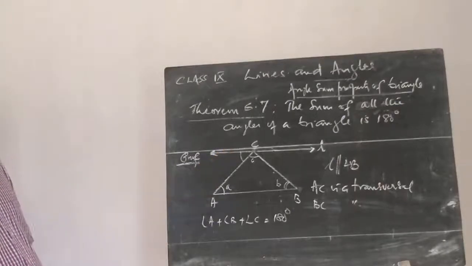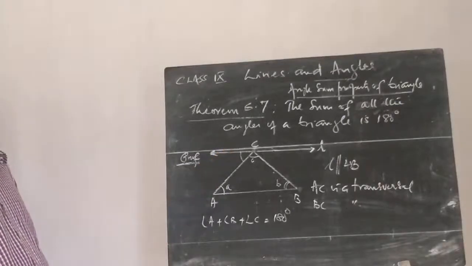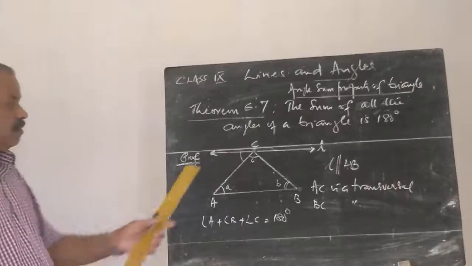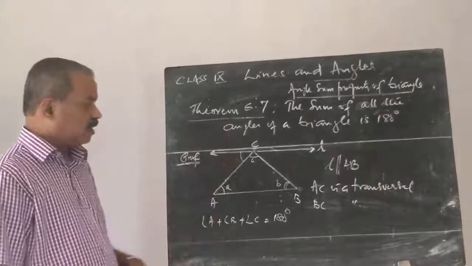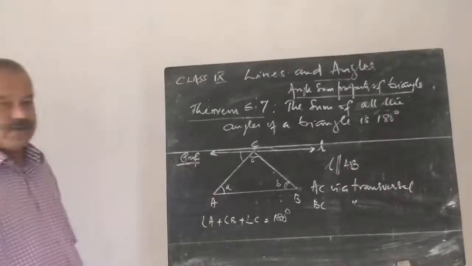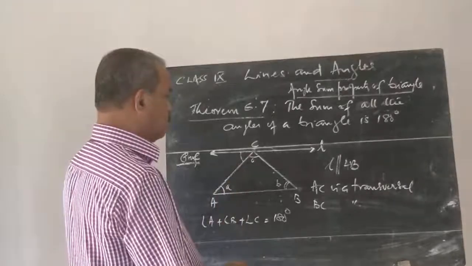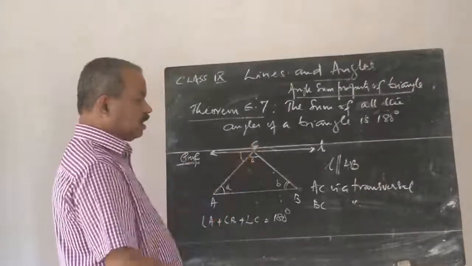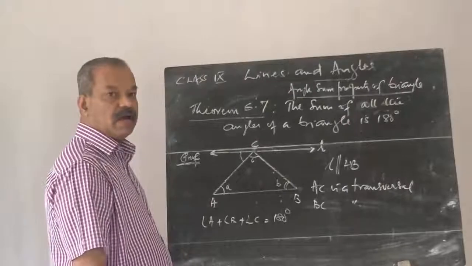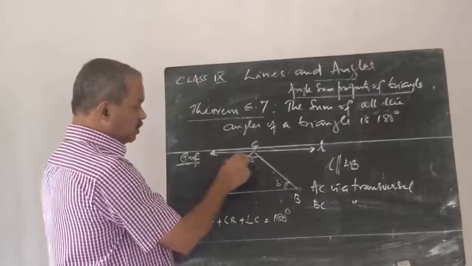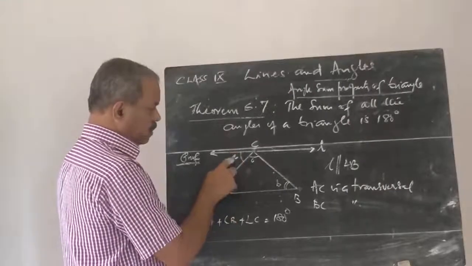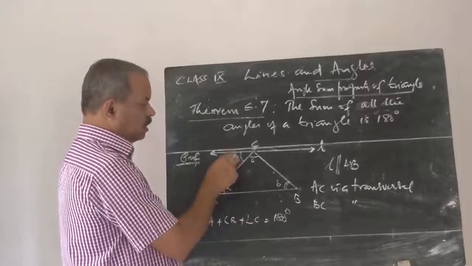Alternate interior angles. What are the properties of alternate interior angles? When two lines are intersected by a transversal, the alternate interior angles so formed are equal. So this measure is also A. This angle is also A.